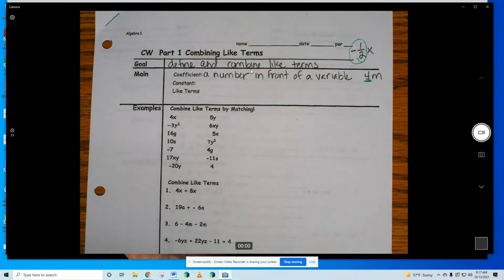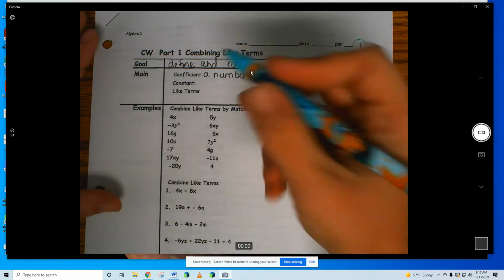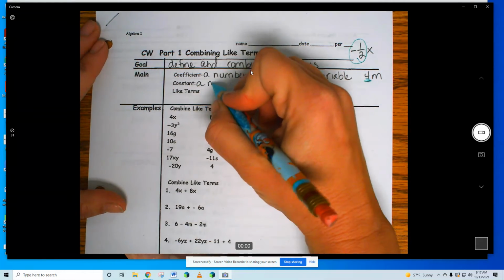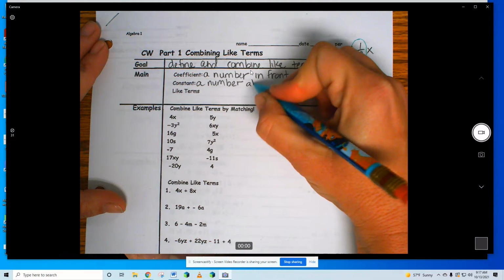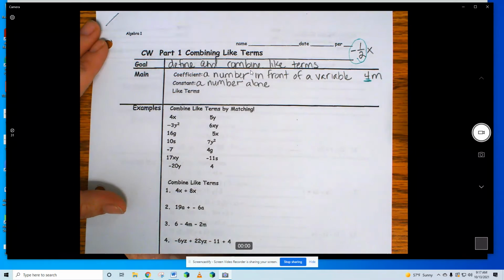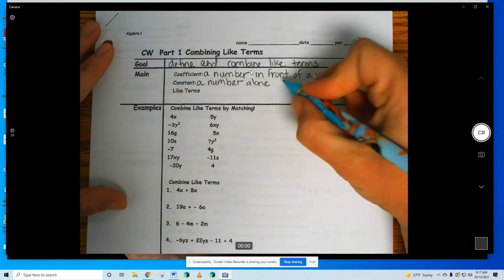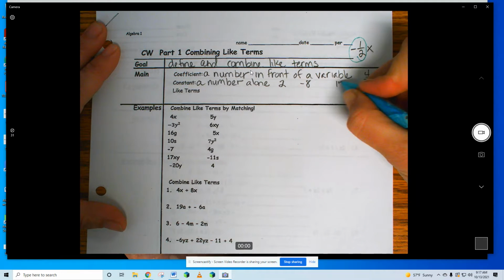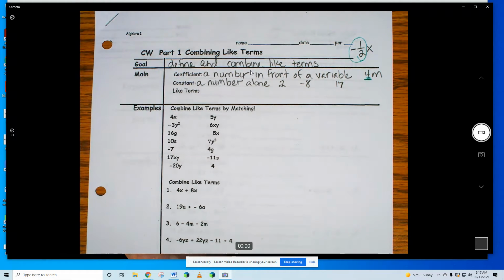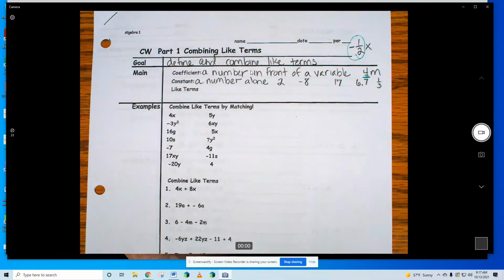A constant is a number alone. And that's what you're used to seeing. 3, 4, 5. A number alone, 2, negative 8, 17, whatever, just a number. It could be a decimal, 6.7. It could be a fraction, 1/3. It's just a constant, a number alone.